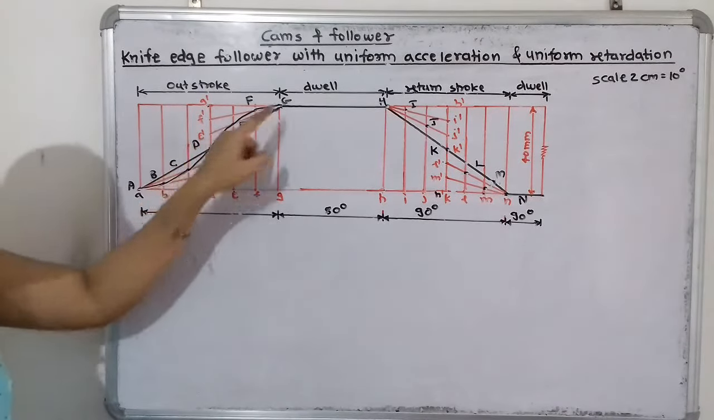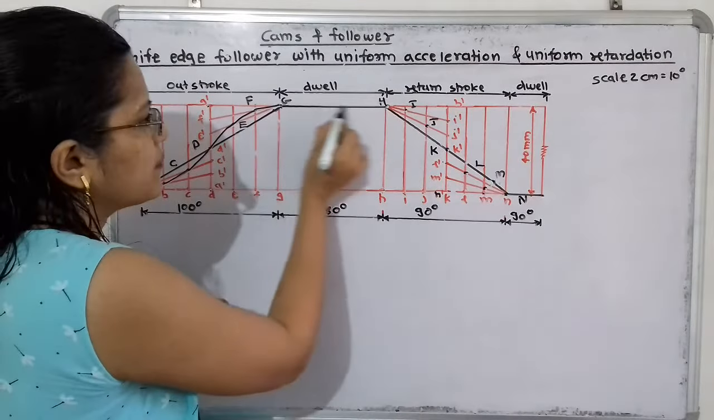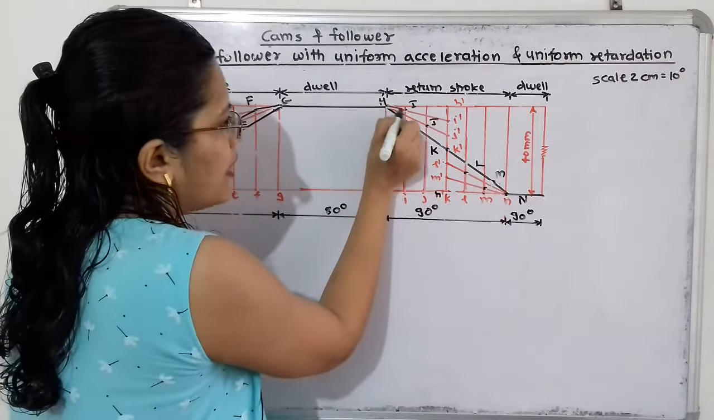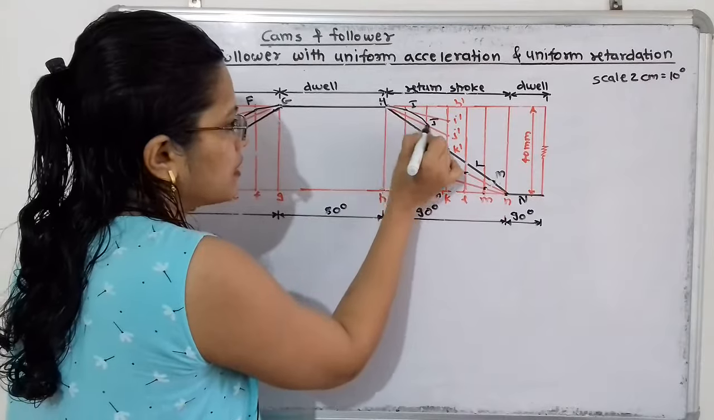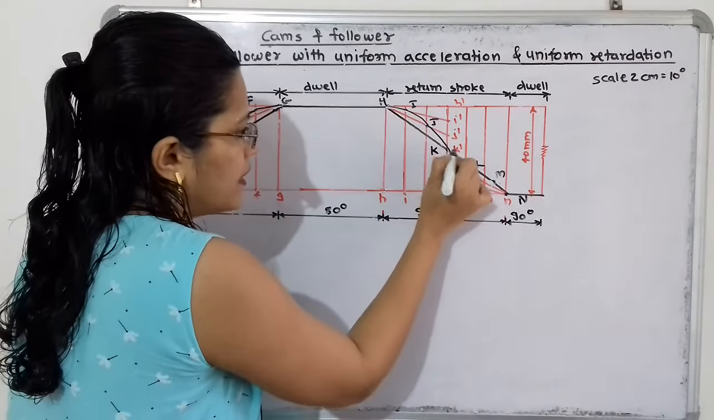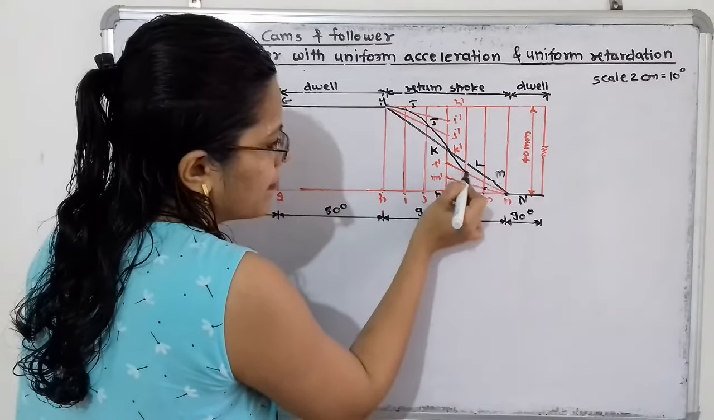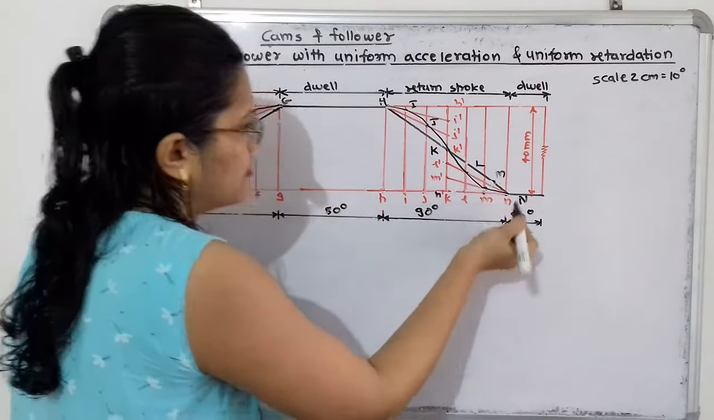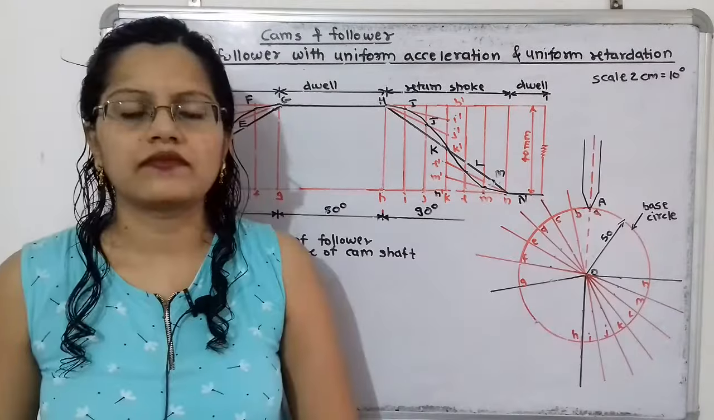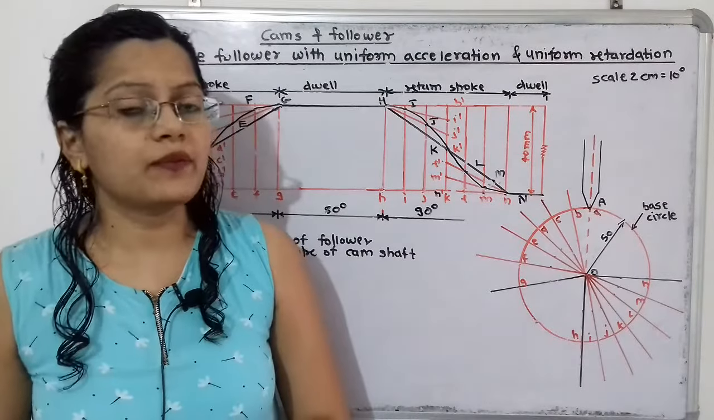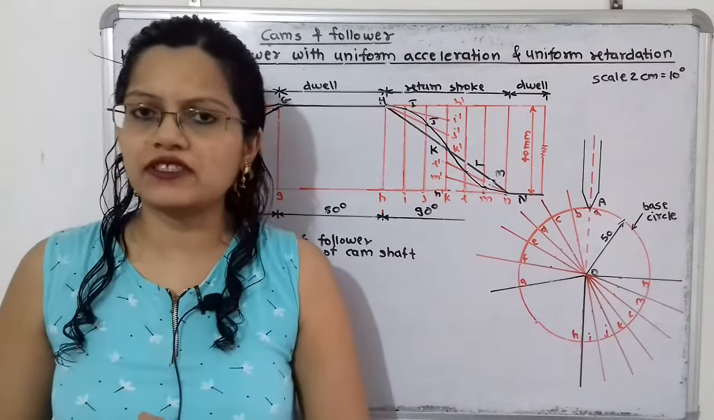So this is the curve, and here also now here it will remain at rest. Then H to I to J, J to K, K to L. Then here is M, and here is N. So this is the curve. Now we will move to draw the profile of cam for the first condition.